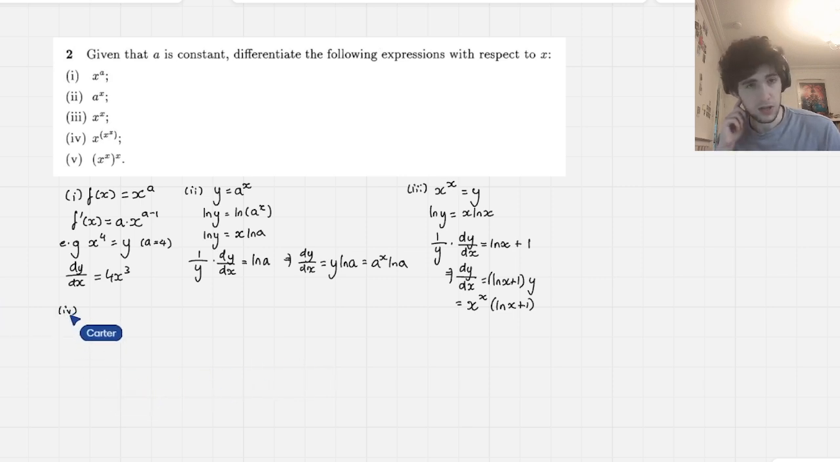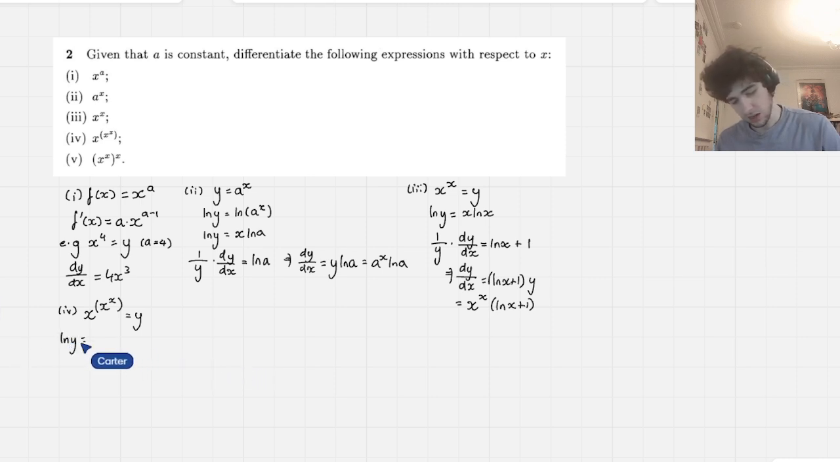What about number 4? So we have this time x to the power of x to the power of x, kind of like a power tower here. And again, the method is exactly the same. You should be a little bit more careful with it, because you can make some silly errors in this. So if I just ln both sides, I get ln y is equal to ln of x to the power of x to the power of x, which is just equal to x to the power of x, ln of x, right?